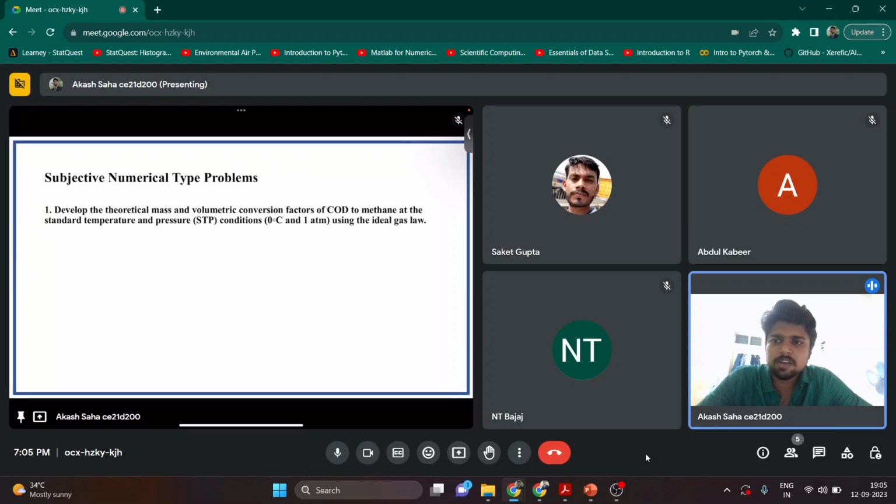It says: develop the theoretical mass and volumetric conversion factors of COD to methane at the standard temperature and pressure conditions, that is 0 degree Celsius and 1 atmosphere, using the ideal gas law. So here we have to develop a relationship between the methane generated per kg or per unit of COD. We have learned in the anaerobic process that methane is being produced. So here we can find out or develop a relation between them based on the COD.